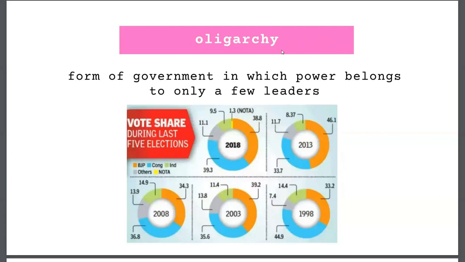Next word is oligarchy, which means a form of government in which power belongs to only a few leaders. So you can just break this word and consider this oli as only, and archy is a form of government. So government of only few people. So just consider this oli as only, then it is very easy to connect. Moving to the next word.